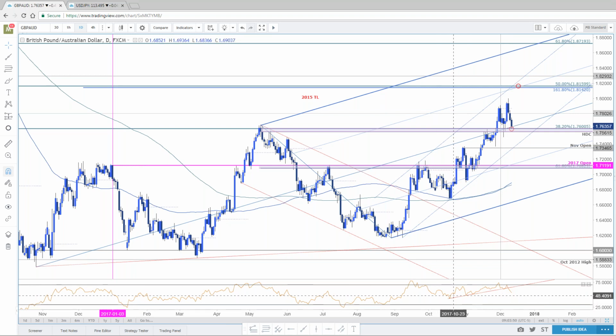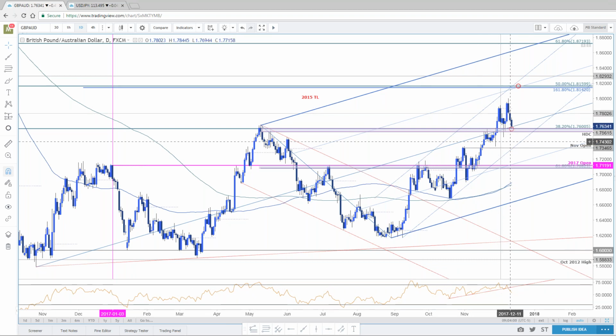4-point trigger break, 1, 2, 3, 4 touches of support. That broke, and we closed below there on Monday. So everything, from all standpoints, gives you the indication that you want to be looking lower. Now, you want to curb your downside expectation right here into the 76 handle.